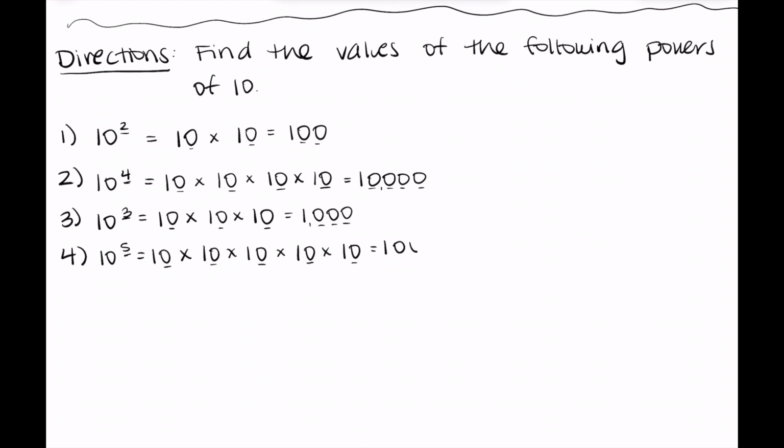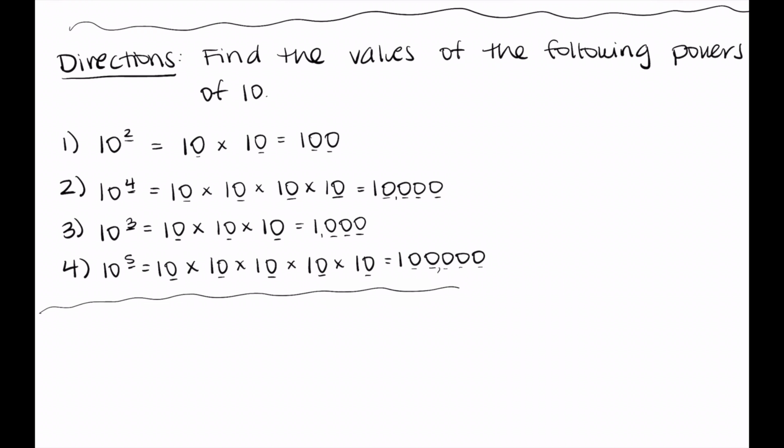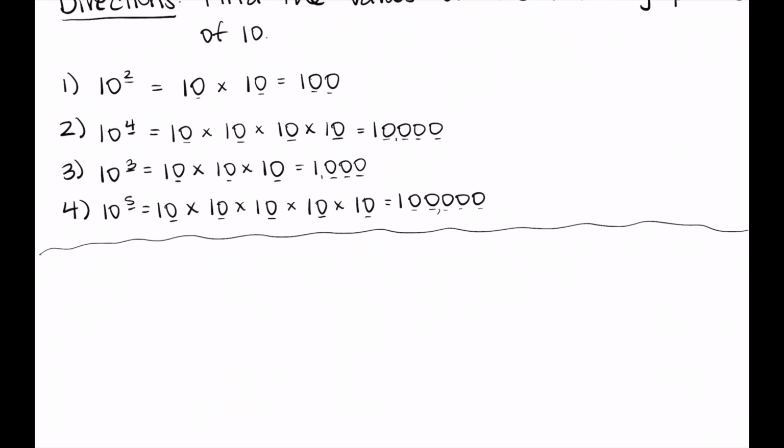We're going to have 5 zeros after doing that, right, from each 10. So we'll write our 1, we'll write out the 1, 2, 3, 4, 5 zeros. We'll plug in our comma, and for number 4, we will get 100,000 for our answer.